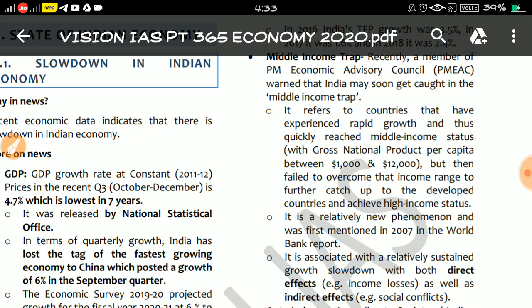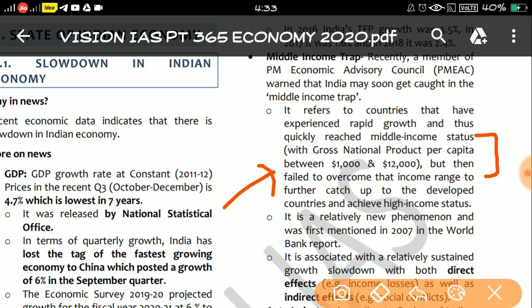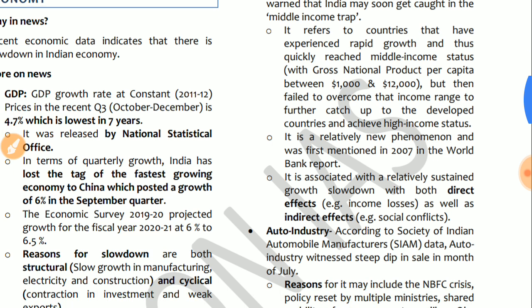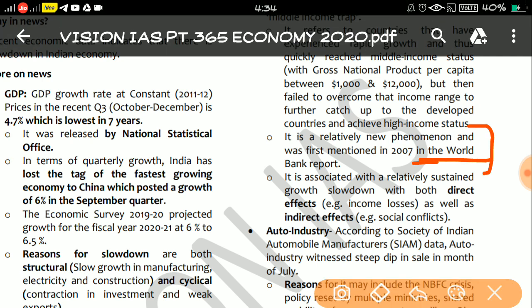Which countries are said to be in the middle income trap? Those with gross national product per capita between $1,000 and $12,000. Such economies are considered middle income range countries. This is something that you have to understand. India might get caught in such a phenomenon. It is a relatively new phenomenon and was first mentioned in 2007 by the World Bank. Remember this keyword, remember this particular statement, because UPSC might ask this. Apart from that, it is associated with a relatively sustained growth slowdown, with both direct effects, income losses, as well as indirect effects. This is all about this thing.